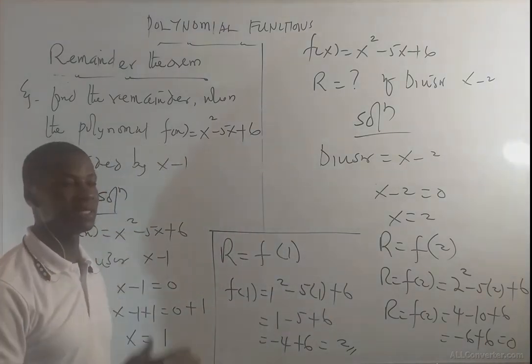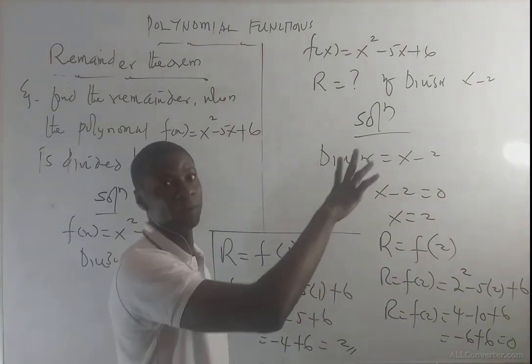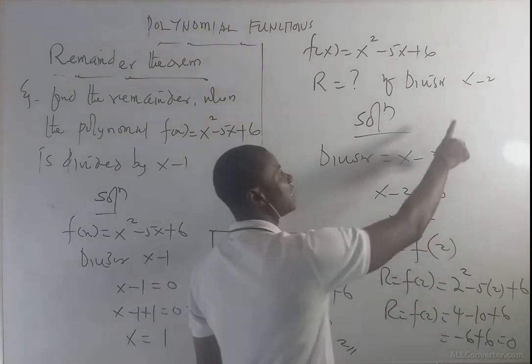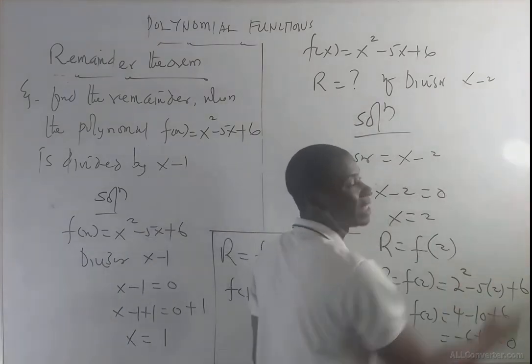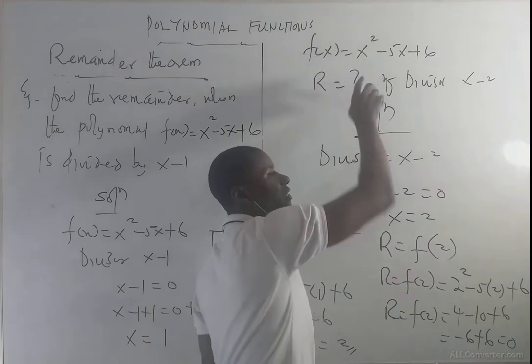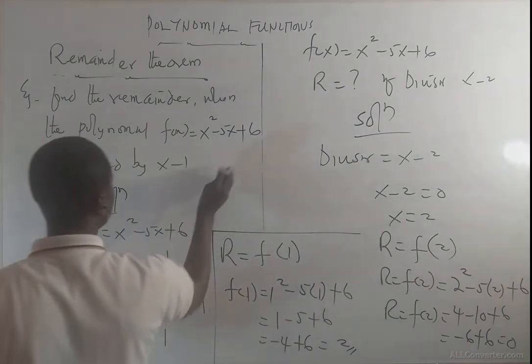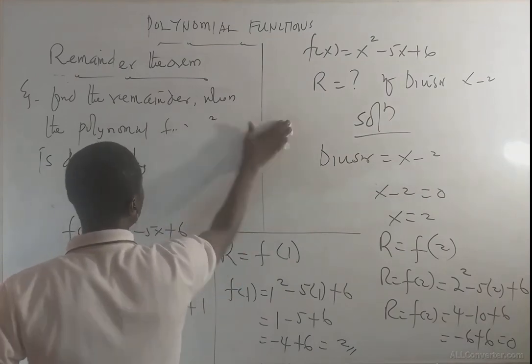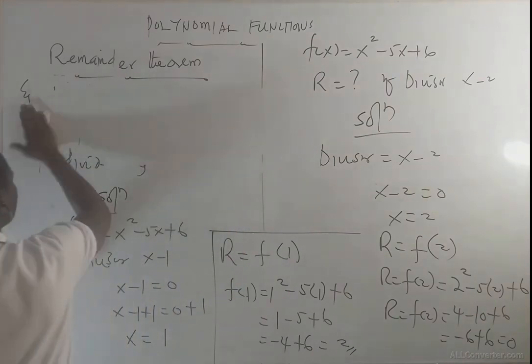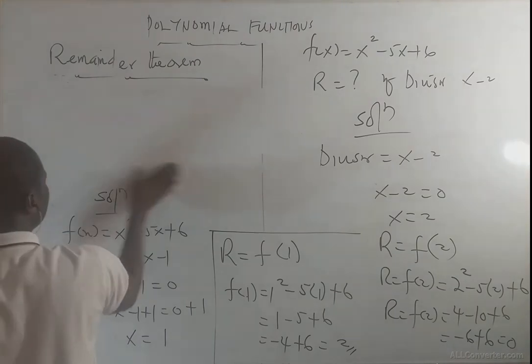If it's an objective question, you don't have to go through the division of polynomial approach. You rather equate your divisor to 0. Make x the subject. Whatever you are getting for x, take it back into the expression. What you get is your remainder. And that is what the remainder theorem is all about.